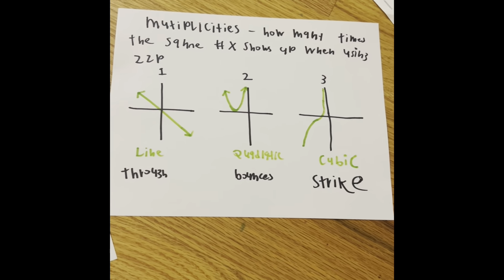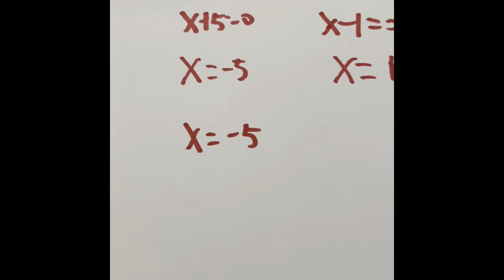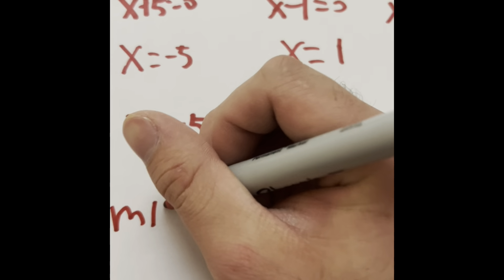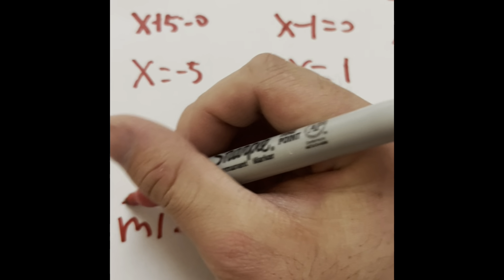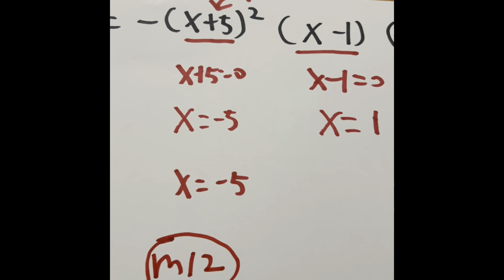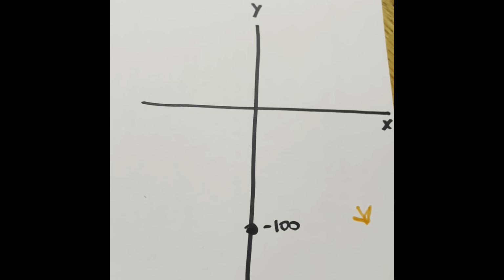if you wanted to understand where our problem went, we have a multiplicity of 2. So I'm just going to write m-2 to help us understand there's a multiplicity of 2. And that is definitely going to affect what we have on the xy graph.